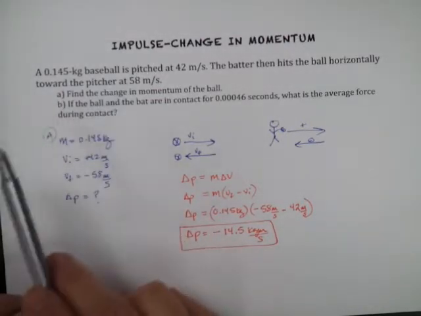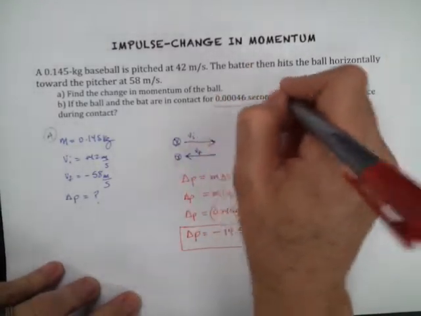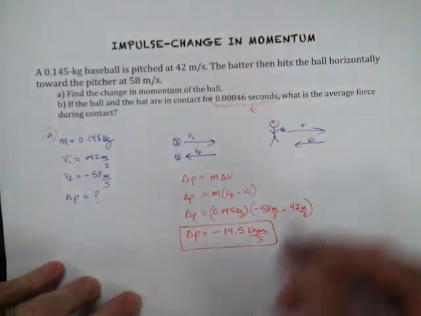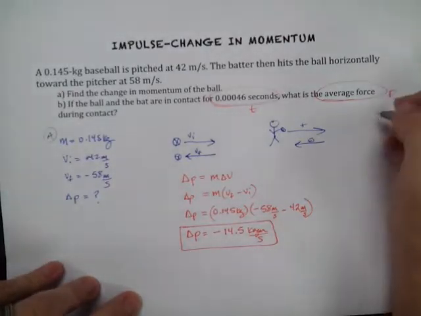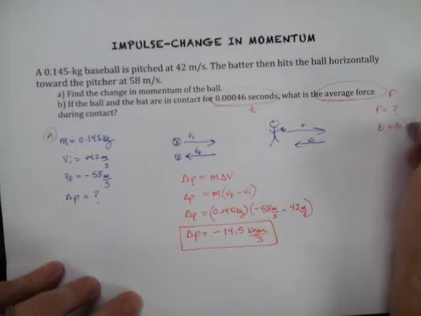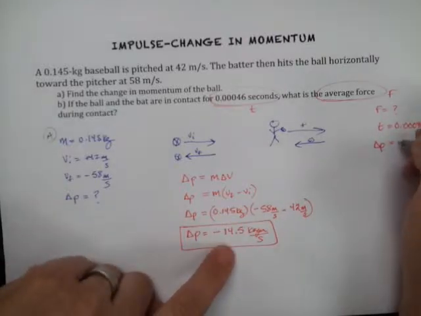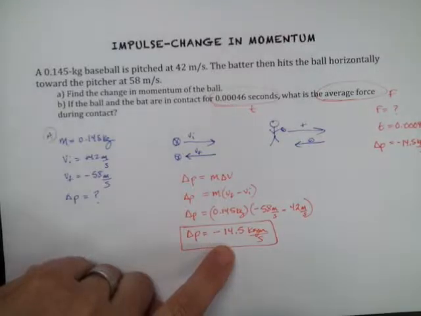So let's look at B. If the ball and the bat are in contact for this amount of time, so this is T, what is the average force during the contact? So we're looking at F. So F is what's in question. We have T given to us. And we do know change in P is this, negative 14.5 kilogram meters per second.